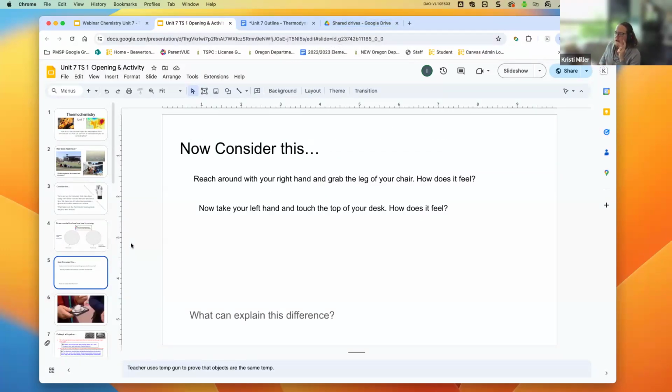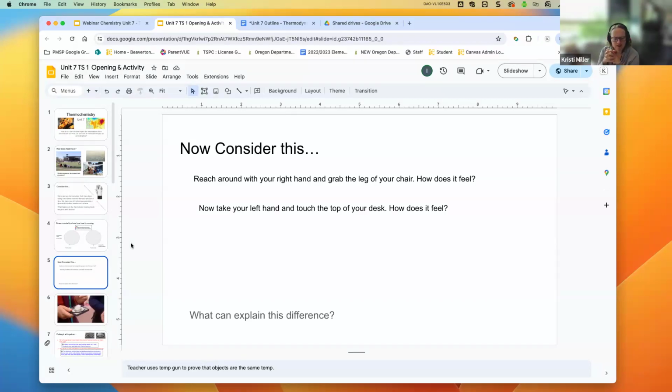All right. Now, I love to do this one. I tell my students, take your right hand and reach around behind you and grab the leg of your chair. Just feel what that feels like. Then take your other hand and put it on your desk and feel what that feels like. Often kids will say they're grabbing the metal leg of their chair, and they're like, oh, the leg is cold and the top of my desk is warm.